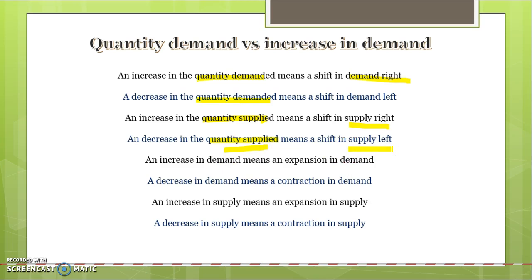If it just says an increase in demand or an increase in supply, that means an expansion or a contraction. So if the word quantity is not there, that's the defining thing. If it just says an increase in demand, it means an expansion in demand, so caused by a lower price. A decrease in demand is another word for a contraction in demand. An increase in supply means an expansion in supply, and a decrease in supply means a contraction in supply.